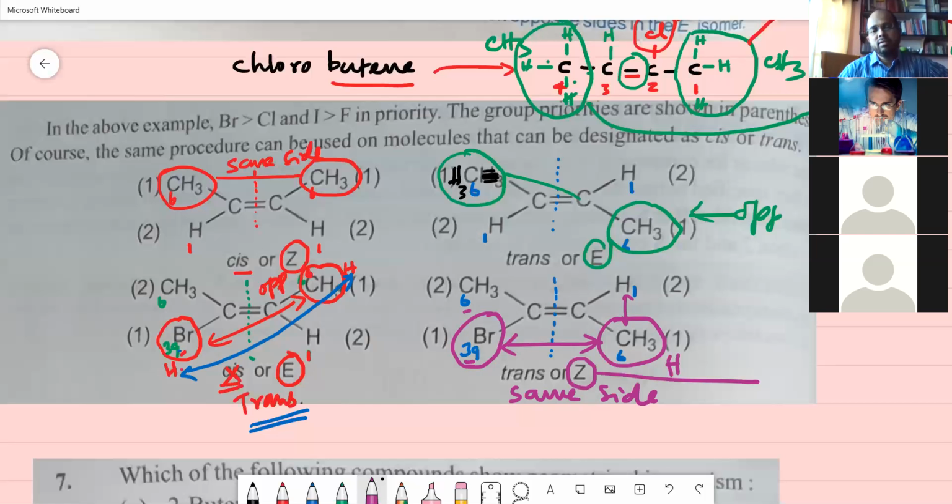Okay. Z isomer is also called the cis isomer. Same side cis, opposite side trans. So trans isomer or cis isomer is better given by drawing a line across the double bond there.